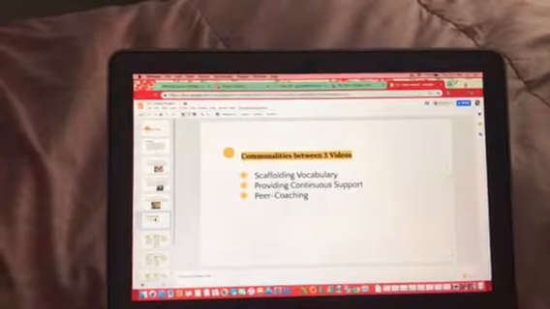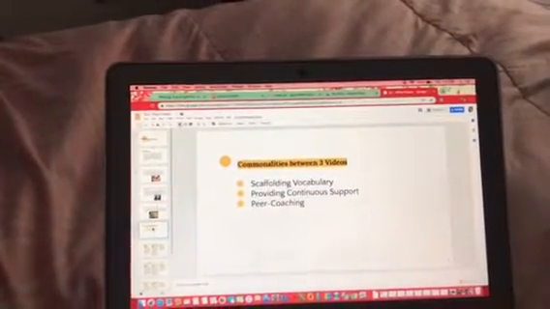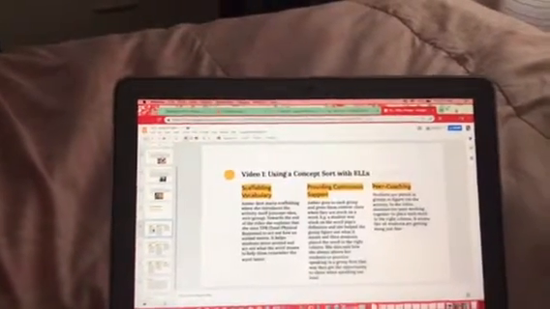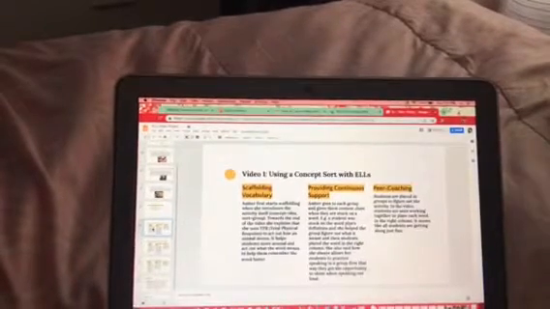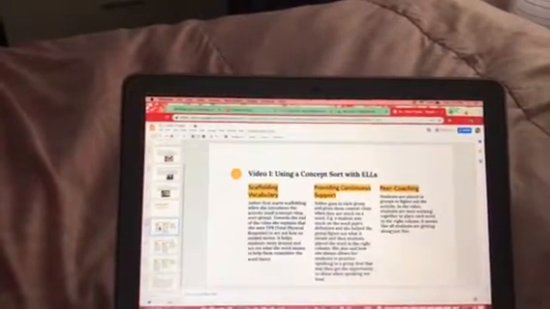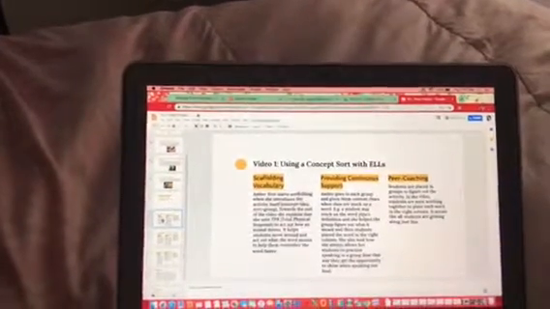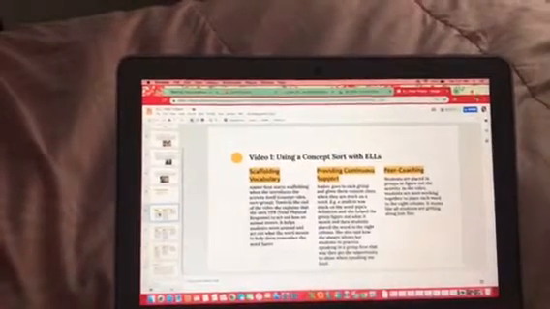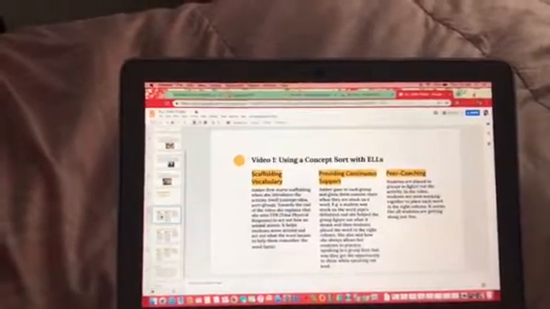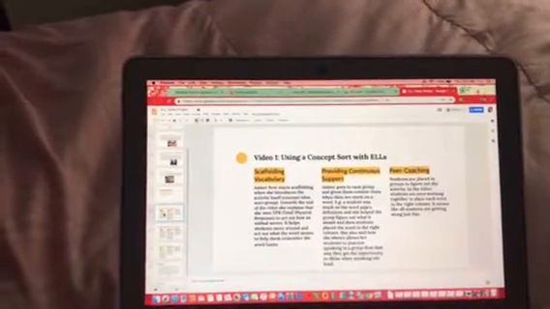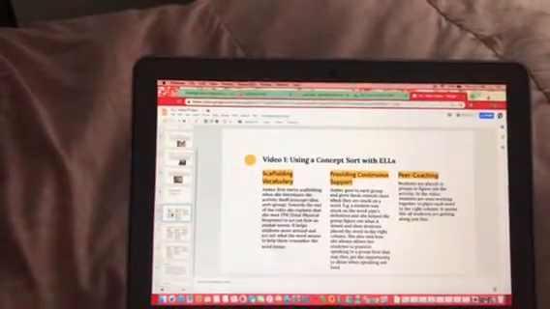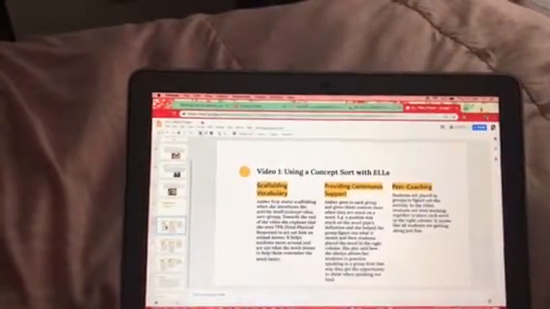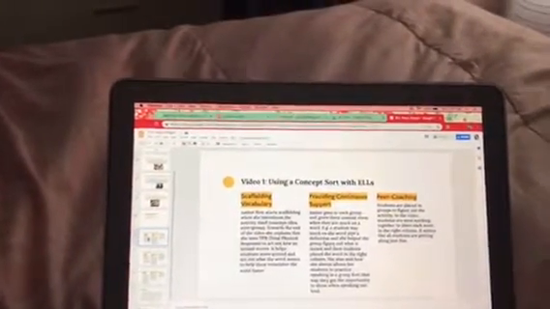The 3 commonalities that I found are scaffolding vocabulary, providing continuous support, and peer coaching. In my first video, this is what I found. So for scaffolding vocabulary, Amber first started the whole video by explaining what concept and sort means. Concept means idea, sort means group, and then towards the end, she explained animal movements through TPR, or total physical response, to act out how an animal moves, and this ultimately helps students grasp the word faster because they are also using their body movements, which helps the brain learn it faster.